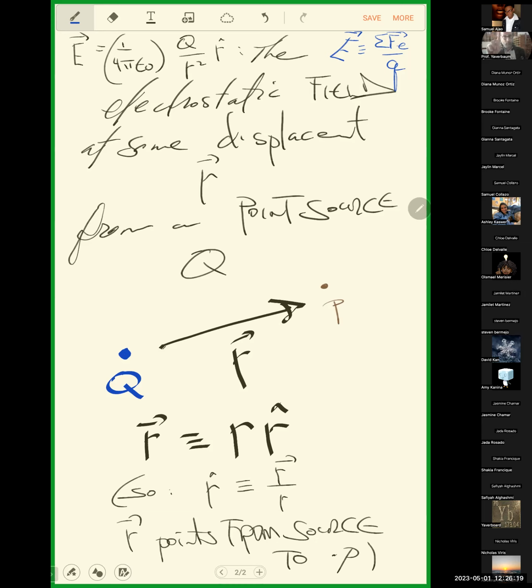So one more time, I'm going to say force is interaction between Q1 and Q2. Force is interaction between 2 point charges. Force is what 1 point charge does to the other point charge. But field is what 1 point charge does to any and every point in space, right?